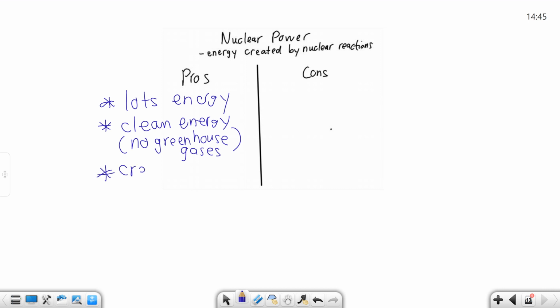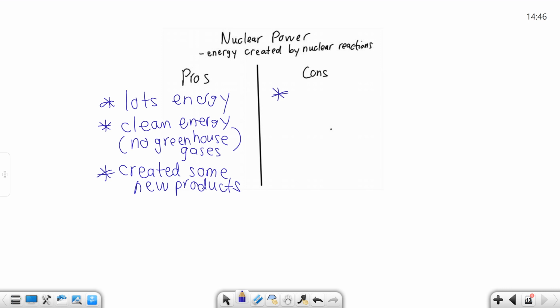We have created some new products that have helped us through nuclear reactions. Basically, like medicine, radioactive isotopes that we use to help diagnose us and things like that. That has helped us. There's been some protective gear and things like that created. We even have radioactive atoms in our smoke detectors. Americium is in smoke detectors, so it's keeping us safe. Those are the primary things that are your pros. Lots of energy, clean energy, and created some new products.